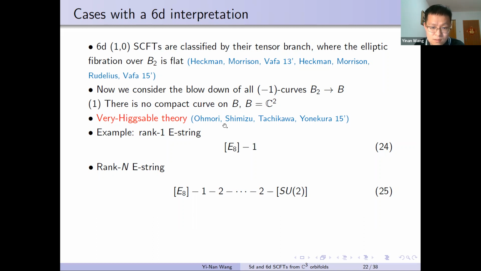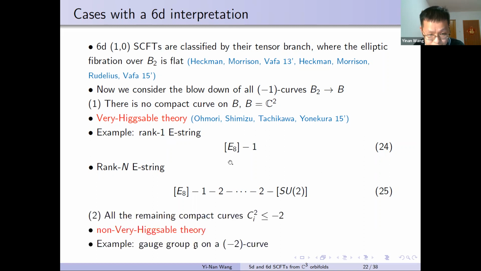The examples include the simple rank 1 E-string or rank 1 N E-string, and also many other examples as well. If that doesn't happen, and on the other hand there are still remaining compact curves on the base B, and this curve has to have self-intersection number -2 or lower, then this case is called a non-very Higgsable theory. An example would be if you have a non-abelian gauge group G on a -2 curve. Okay.